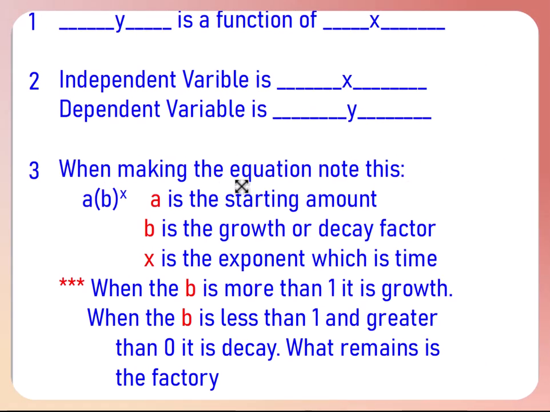All right, when making the equation, note this. So write this down in your workbook. A times b to the x. A is the starting amount, b is the growth or decay factor, and x is the exponent, which is time. X is always time. When b is more than 1, it's growing. When b is a fraction or less than 1 and greater than 0, it's going down. It's showing decay.